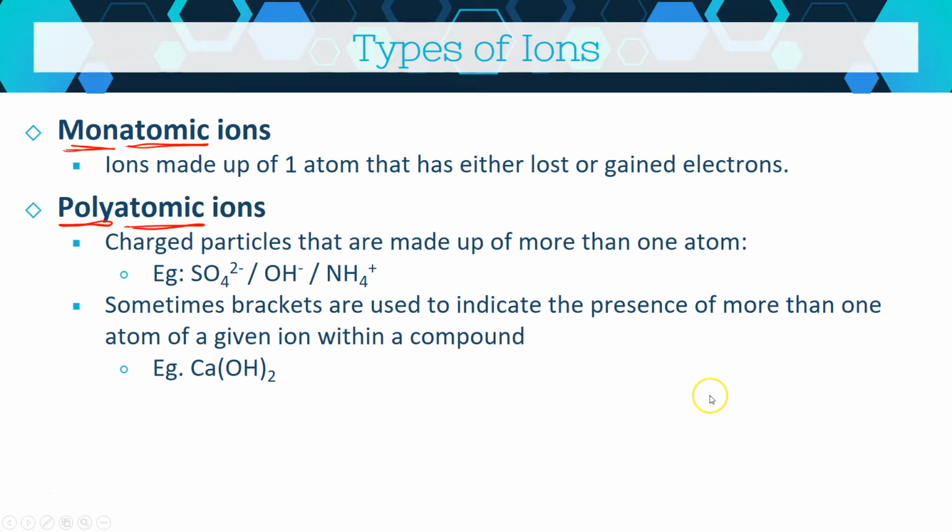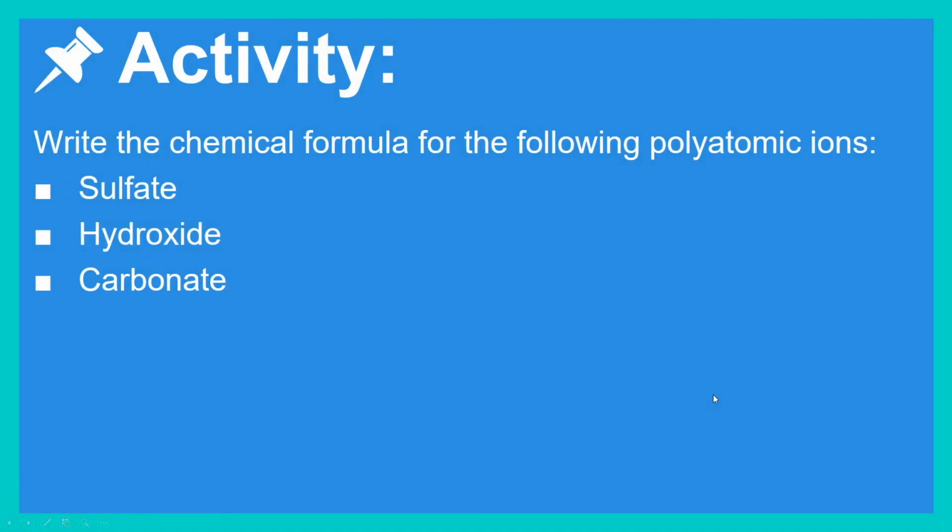All right. So what I want you to do now is write out the chemical formula for the following polyatomic ions. So you've got sulfate, hydroxide, and carbonate. Feel free to pause the video. You can go back and look at the previous tables and try and find your answers there. So pause the video and go and do that now.